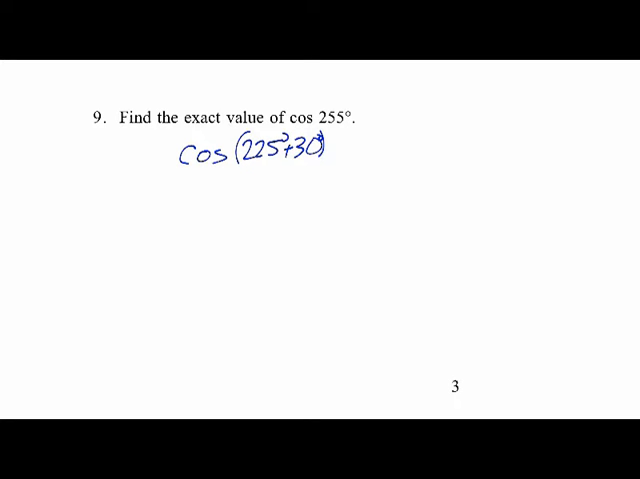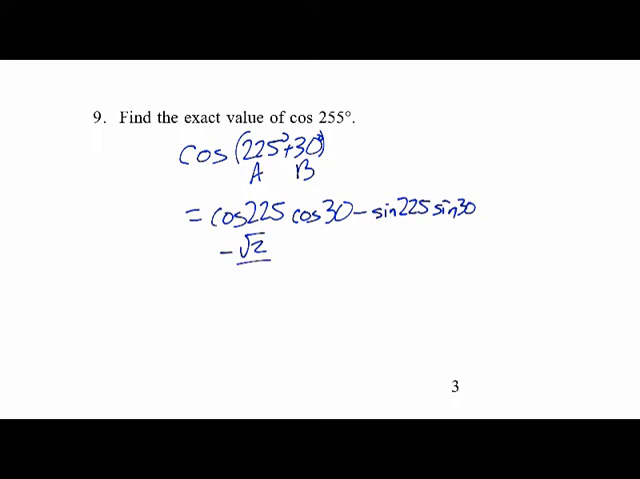Now the cosine of 225 plus 30, if you're using those sum identities where this is A and this is B, we can break that down into the cosine of angle A, so the cosine of 225, times the cosine of angle B, cosine of 30, minus the sine of 225 times the sine of angle B, so the sine of 30. Cosine of 225 is negative square root of 2 over 2. Cosine of 30 is square root of 3 over 2. Minus sine of 225, also negative square root of 2 over 2. Sine of 30, 1/2.